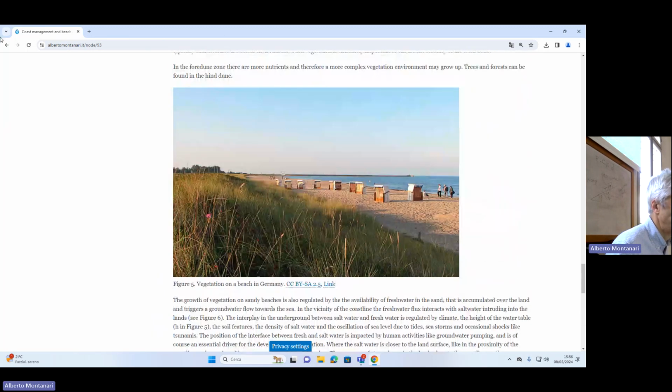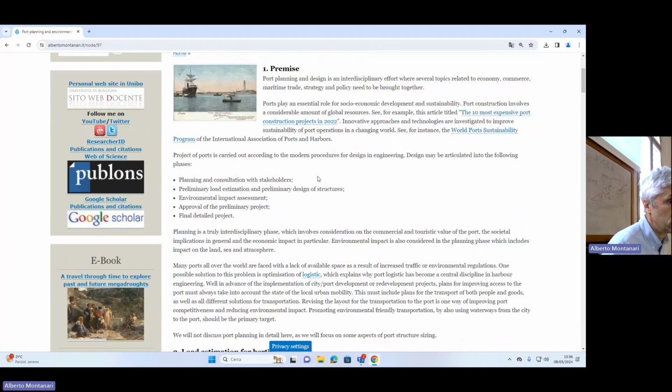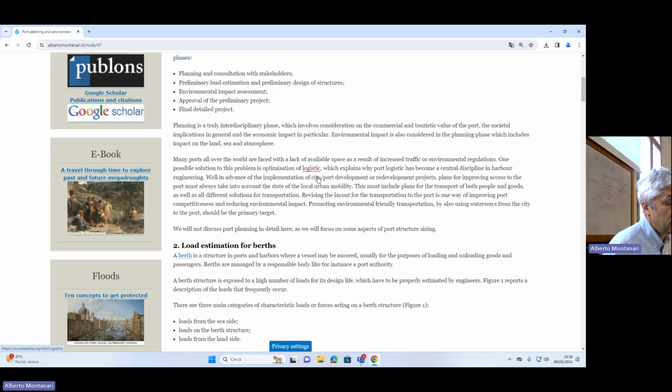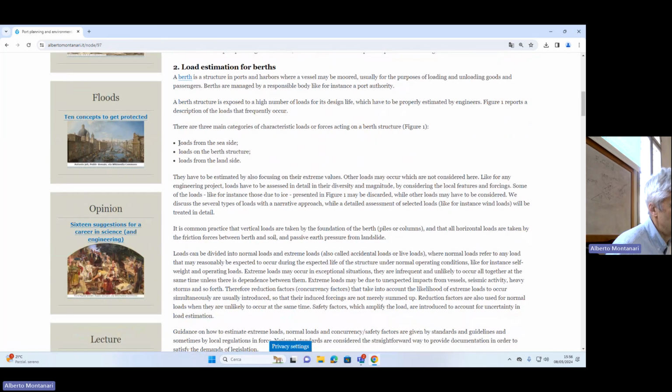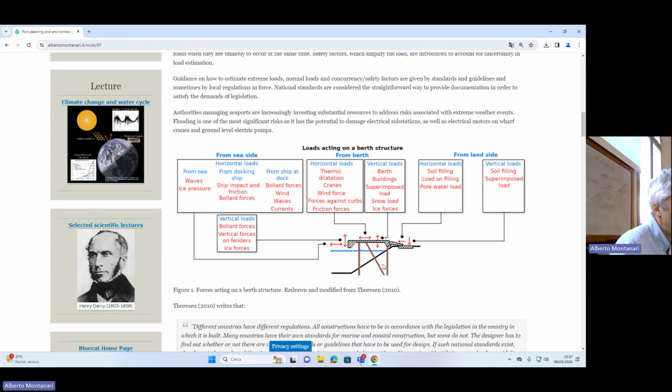That's it. Okay. Good. Port planning and environmental impact. I don't think here there is much to know, and I think what you should know here is this classification of loads. Because the question may be, what kind of loads do we consider for designing a port? And then I think a good way to answer is we have loads from the seaside, loads from the berth structure, and loads from the land side. And then you can make even a partial list.